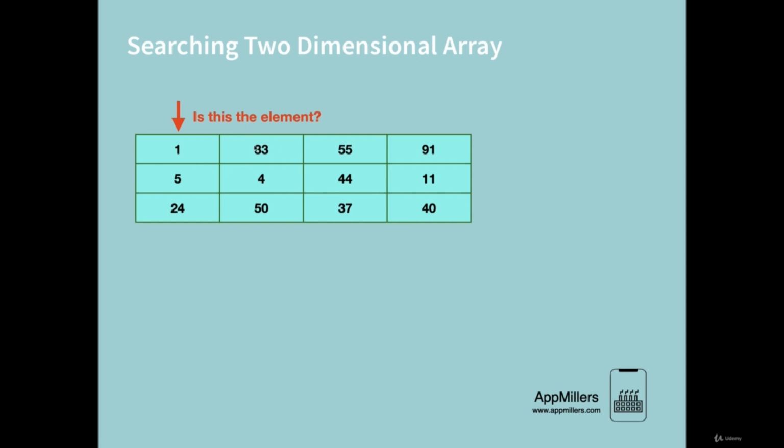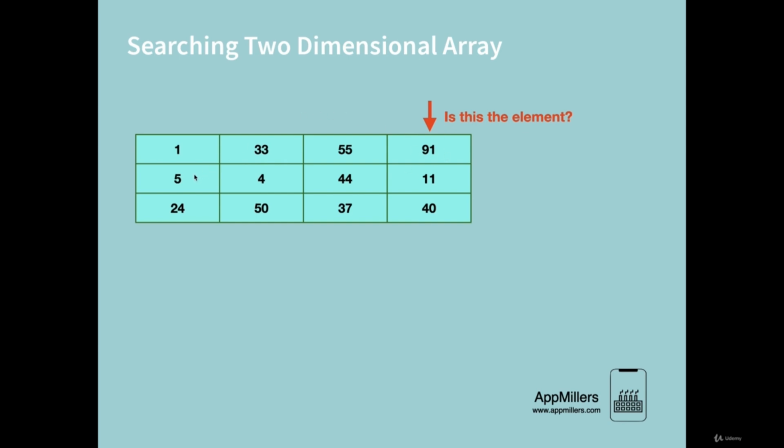We see that no. Then it continues to the next cell. Is this the element that we are looking for? We see that it's not equal to 44. Then it continues to the next element. Here we see that this is not the element that we are looking for. Then it continues to the next element. Is this the element that we are looking for? We see that no.